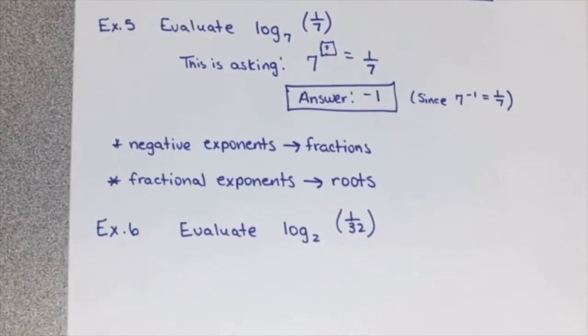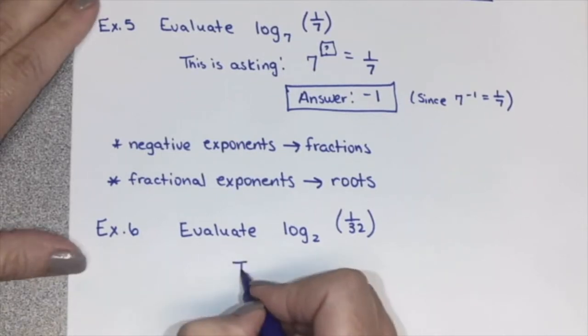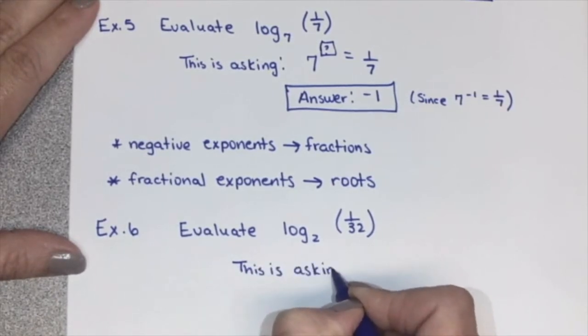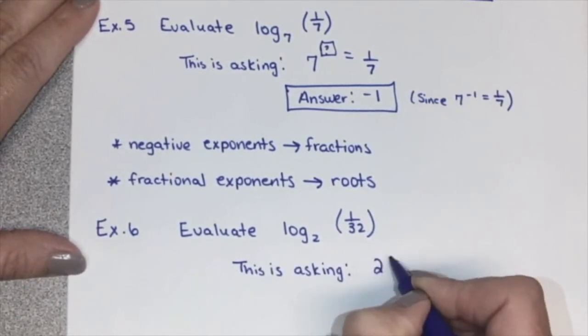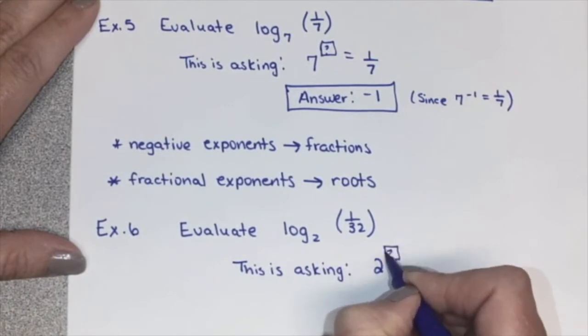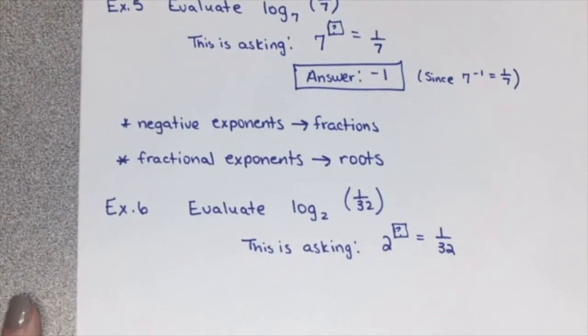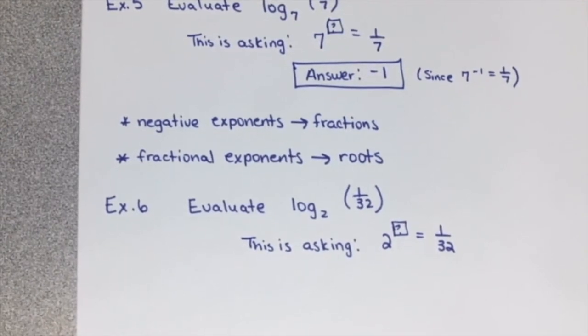So again, not to beat a dead horse, but what's this asking for in general? What are you being asked to find when you're asked to solve a log? You're asked to find the exponent, right? So this is asking you a specific question. This is asking, what do I need to raise 2 to the power of to give me 1/32? Okay, so because it's a fraction, what kind of answer am I going to have as far as the exponent goes? It's going to be negative, right?